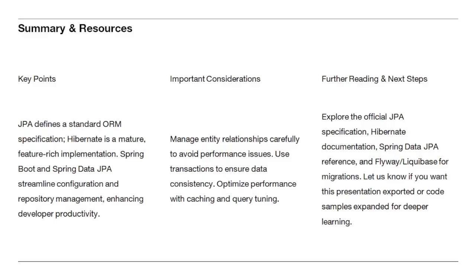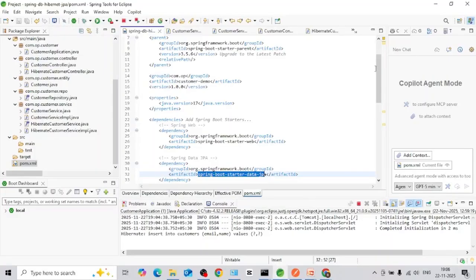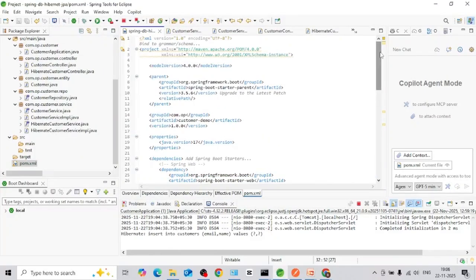For more information, you can go to the JPA specifications, the Hibernate documentation, the Spring Data JPA reference, and all those resources. Okay, and let me show you a practical example. What I have done is I will be showing you how we can do the CRUD operations using the JPA repository as well as Hibernate.